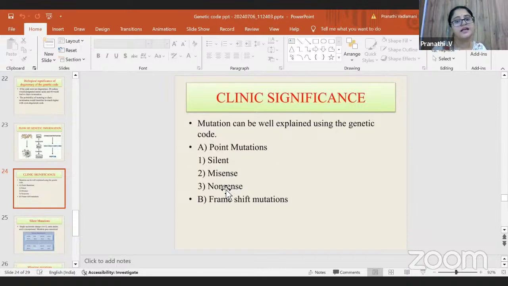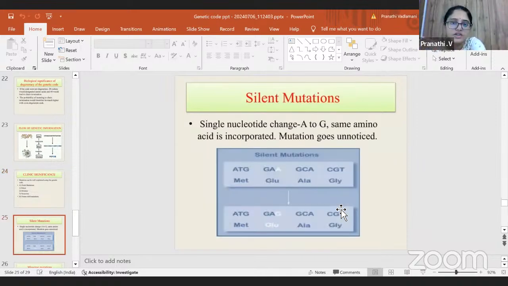Point mutations are silent, missense, nonsense. Frame shift mutations are when your reading frame has shifted altogether, because of which you're going to read it in a different manner. You're going to read the next codon, because of which you're going to get a different amino acid, and the whole protein is going to change.